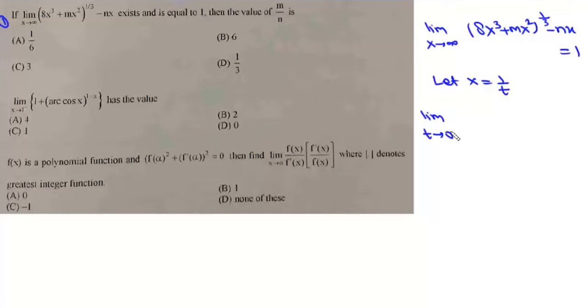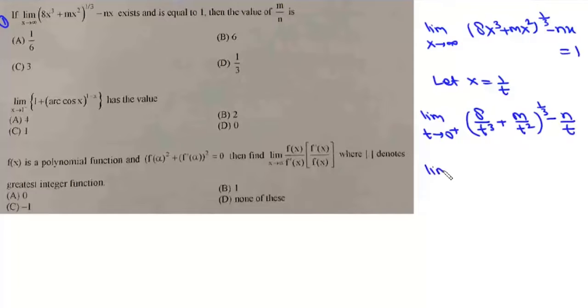Now here, the first question is: if this limit, x tends to infinity, of (8x cubed plus m x squared) to the power 1 by 3 minus n x, exists and is equal to 1, then the value of m by n is. What we'll do is let x as 1 by t. Then this limit will be t tends to 0 positive, and we can write this as (8/t cubed plus m/t squared) to the power 1 by 3 minus n/t.